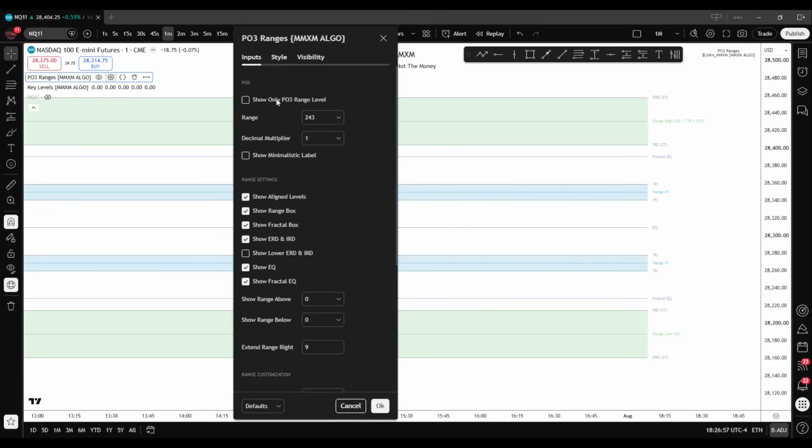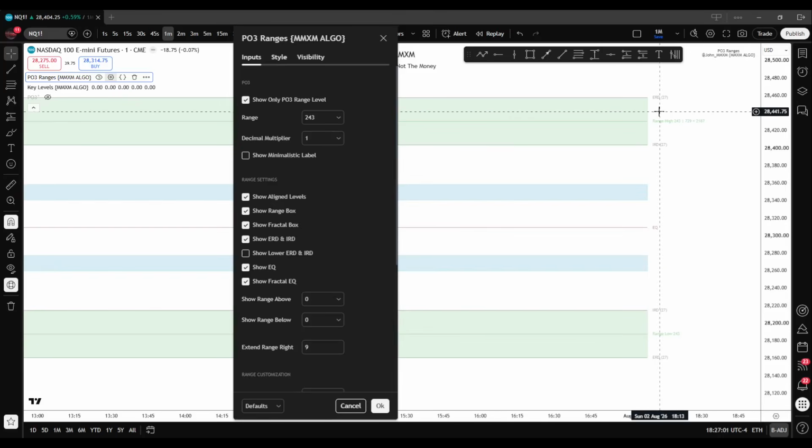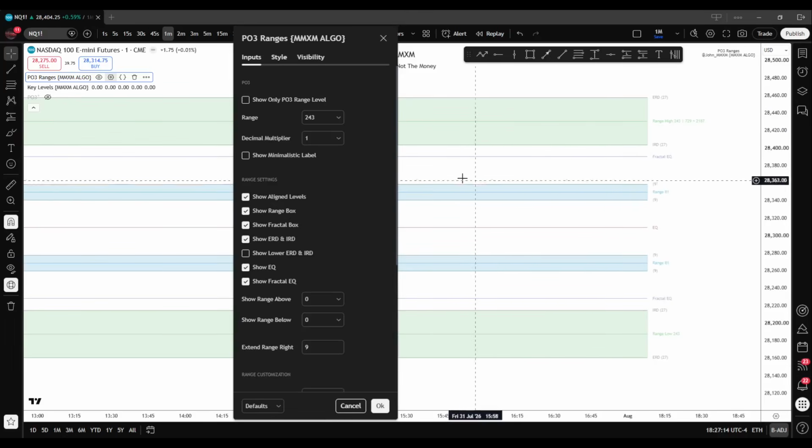The first setting is show only PO3 range level. All this is going to do is make it so you can only see the range high, EQ, and range low. There's a small bug on it with the fractal boxes, and I'm going to be pushing an update for that real soon to fix that. But turn that off, you can see all the levels.